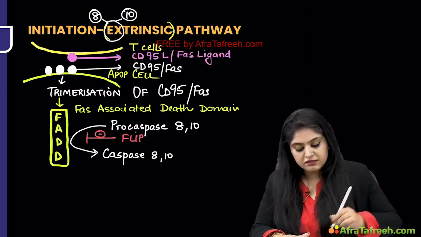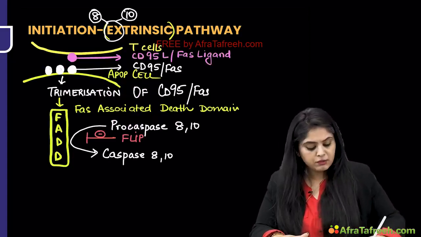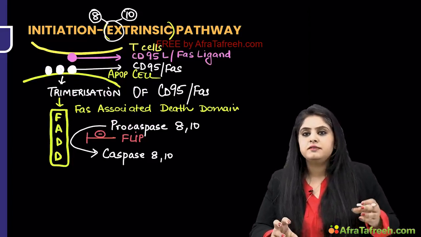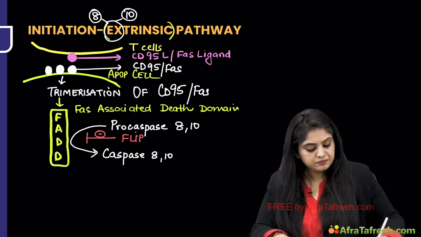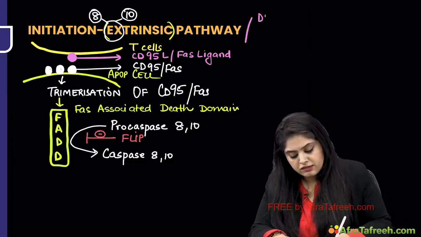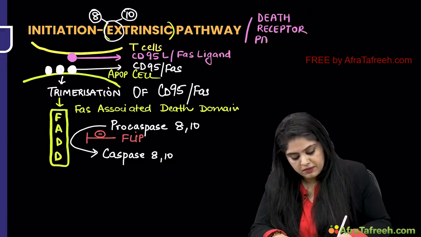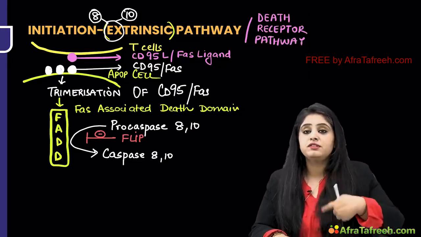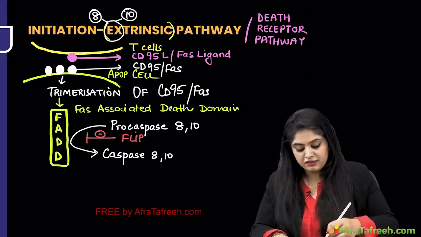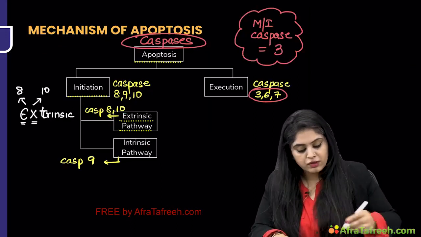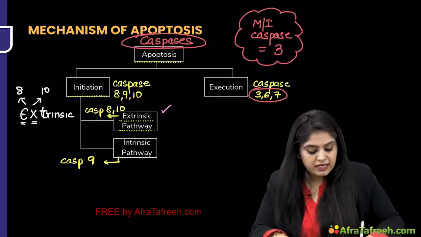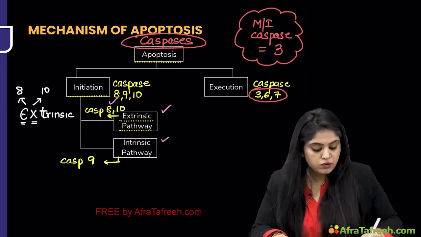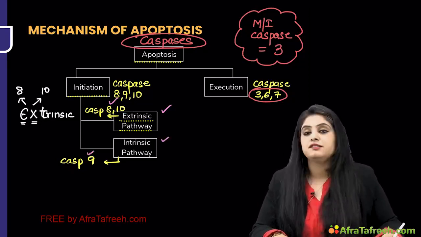So coming back, that marks the end of the extrinsic pathway. Because I was talking so much about FAD, FAS associated death domain, can I call it the death receptor pathway? Because everything that I'm talking about is FAS and FAD. So this is the death receptor pathway. Yes, one pathway is done. Someone's scolding you from outside, extrinsic. Whatever was happening from outside the cells. So your extrinsic pathway is done. Caspase 8 and 10 have been activated. Now we move on to the intrinsic pathway to activate caspase 9.